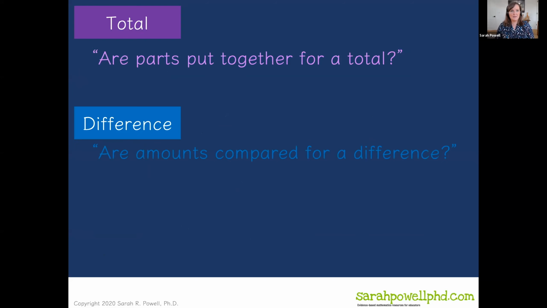So once we've introduced total problems, it's then helpful to introduce difference problems and a question and a gesture that goes along with those. For difference problems, we should ask, are amounts compared for a difference? And we like to hold up one hand a little higher for a greater amount, one hand a little lower for the lesser amount, and then we move our hands back and forth to think about the difference between those two amounts.